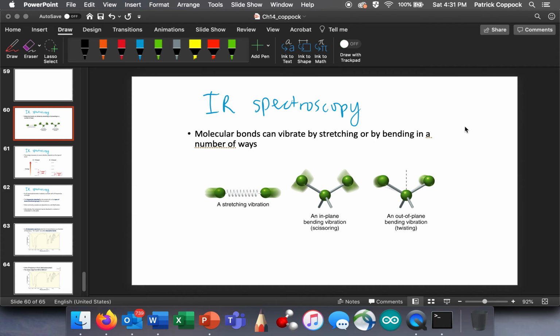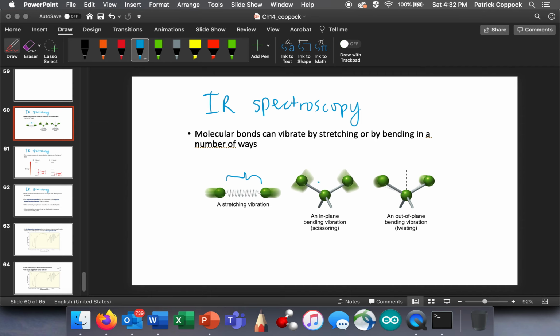All right, so we're going to talk about IR spectroscopy now, and we're going to give a textbook explanation of IR spectroscopy. So first of all, molecular bonds can vibrate by stretching or bending in a number of ways. The one that we're going to be most interested in this semester is stretching, because that's where we can get the most information, but it turns out there's lots of ways.